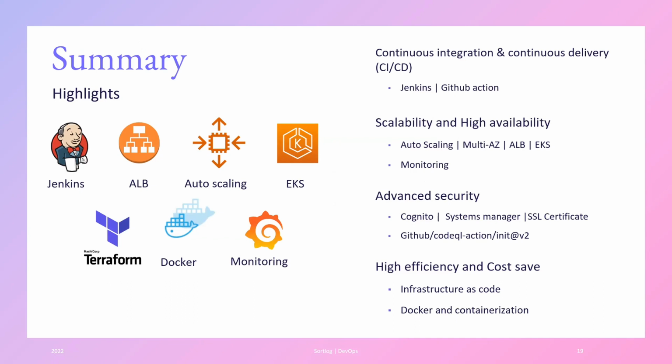by Jenkins and GitHub Actions. Our system can achieve high scalability and high availability through advanced settings, such as auto-scaling, multi-AZ, LB, and EKS. We use EKS for our backend deployment as a backup. In addition, security is always the first priority. We guarantee web security through Cognito, Systems Manager, and also Certificate Manager. Lastly, efficiency and cost saving are also important today. The utilization of Terraform and Docker can maximally improve our efficiency.